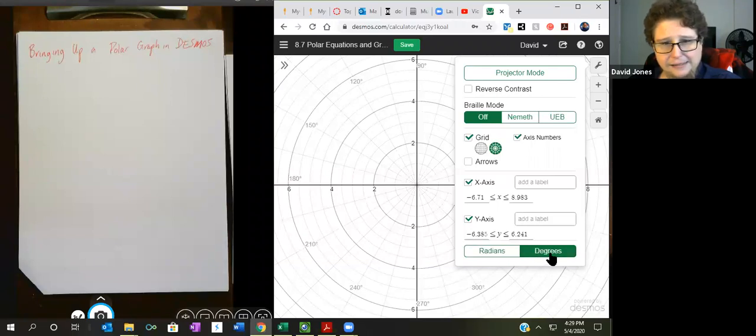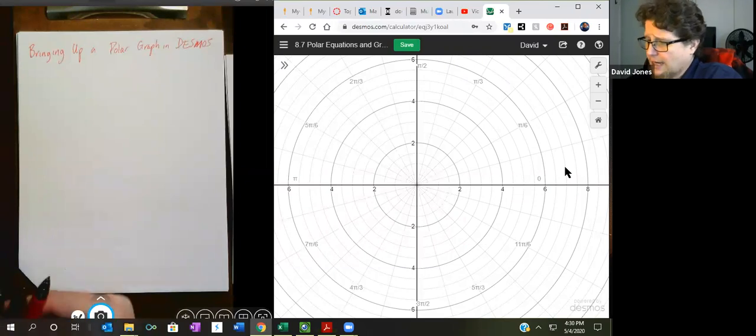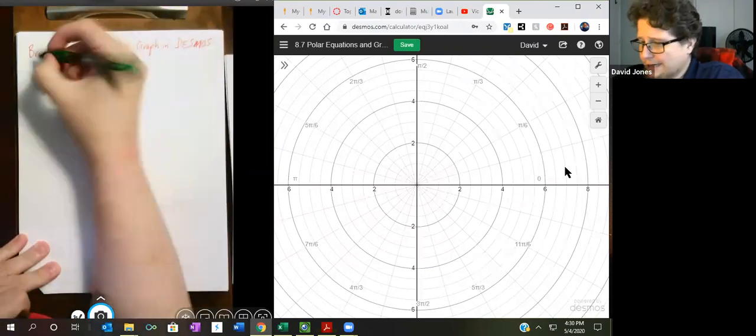Let's go with degrees. No, let's do radians. And I'll close that. This gives me a polar graph. A polar graph has a bunch of concentric rings. Well, I was going to say what I did.